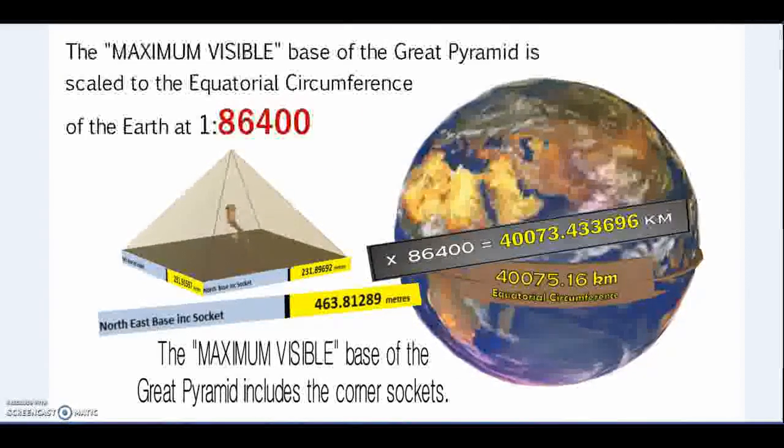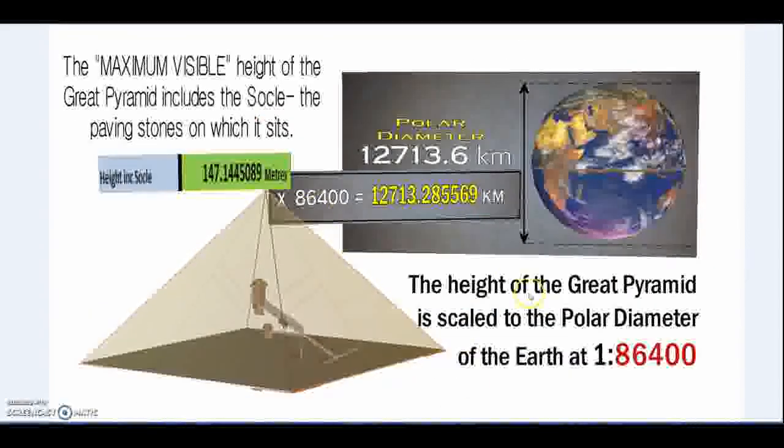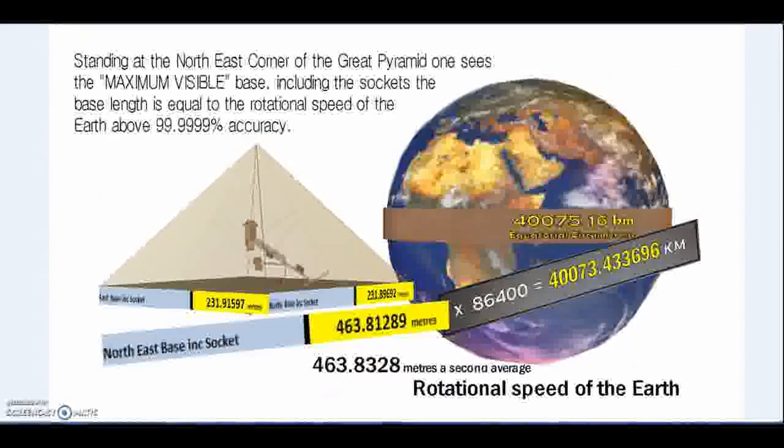But that's the equatorial circumference. Now if you measure the height of the Great Pyramid, including the paving stones, the socle, and multiply that by 86,400 seconds per day, we get the polar diameter of the Earth. So we're describing the whole Earth, the circumference and the height. And that's 86,400 seconds per day, the meter, the pendulum, the second, all coming together nicely.